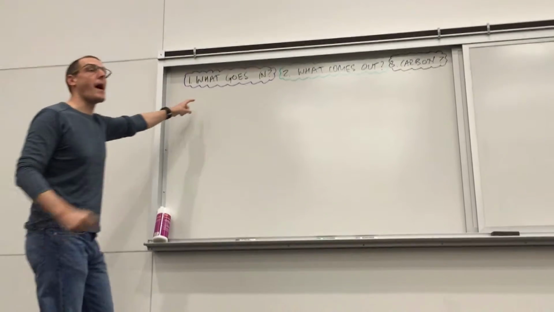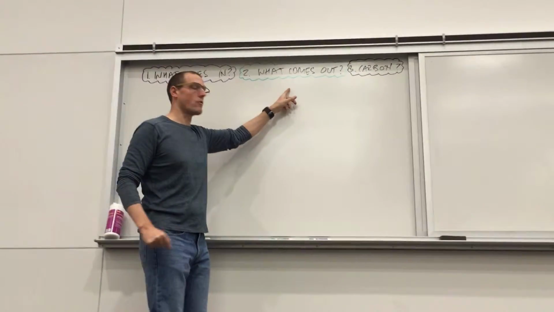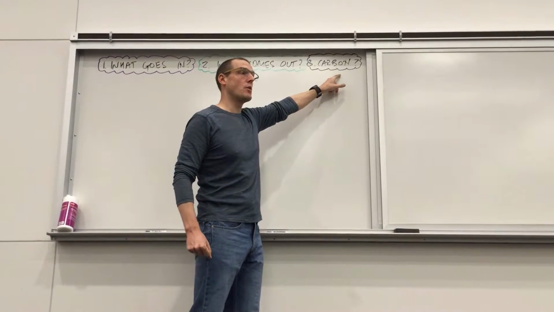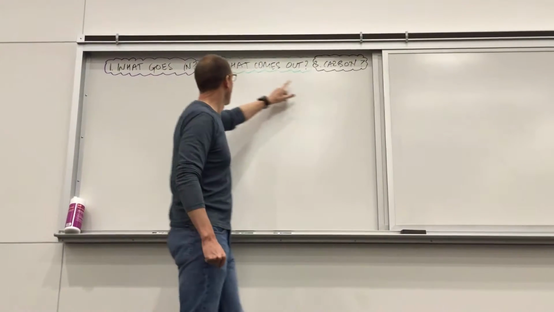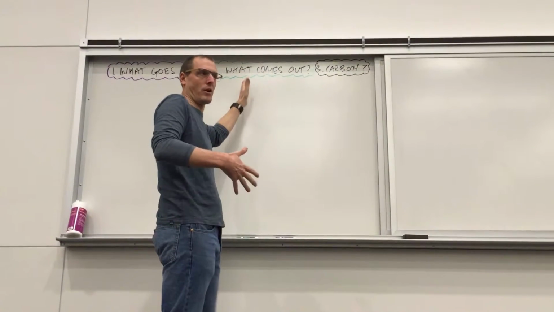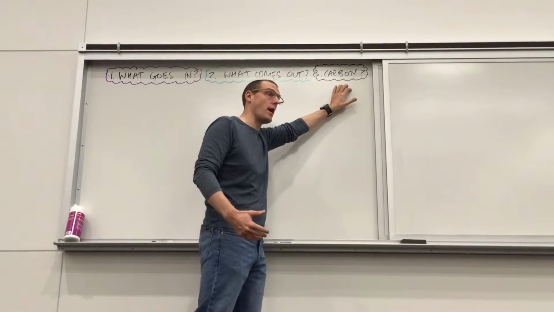What goes in, which I'll write in purple. What comes out, I'll write in green. And then tracking the carbon, which I'll do in black. Now, carbon is going to be something that comes out, so it gets a bit confusing because do I do it in green or in black? I'm doing it in black, track the carbon, okay?